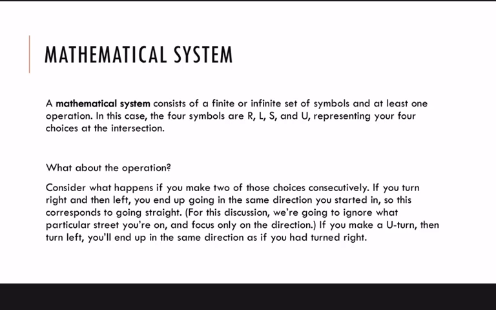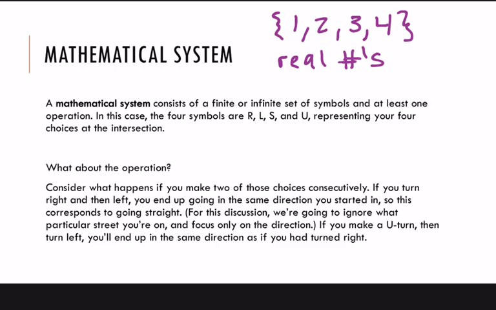So if we were to talk about numbers, for example, we've talked about finite sets. For example, just the set 1, 2, 3, 4. That's a finite set with four things in it. An infinite set, something like the real numbers. So we wouldn't be able to list all of them out, but we can describe and talk about what that set is.